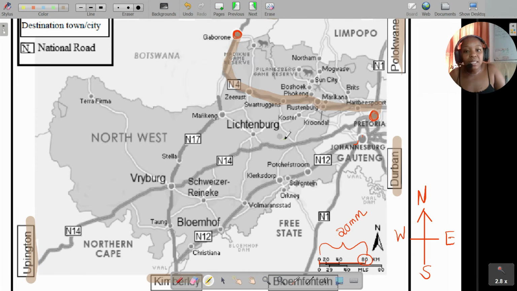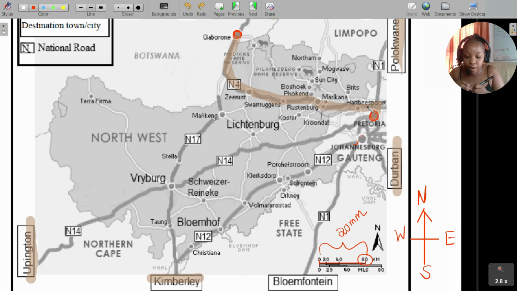All right. So you'd basically say that from Gaborone, you're going to travel onto the N4 and move in the southeasterly direction along the N4. So you're going to travel along the N4 in the southeasterly direction, right? And then after passing Hartbeespoort, you're going to move in the south direction along the N1 going to Pretoria. Okay, so I'm going to repeat that.